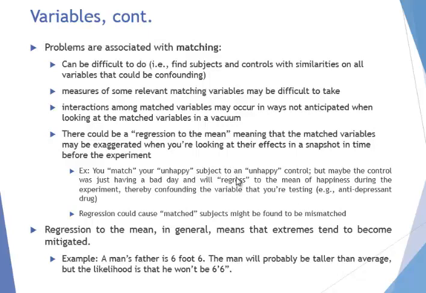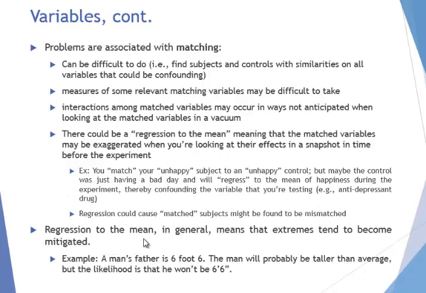So then you say, okay, well, if I'm testing some sort of a drug on that person, I'd better find a control who is another unhappy person. But maybe my subject was just having a bad day and will regress to the mean and be a little bit more average the next day, and so therefore my control person won't be a very good control person, because maybe my control person was matched up with the person on his worst day and may not be a good control for the person on an average day.